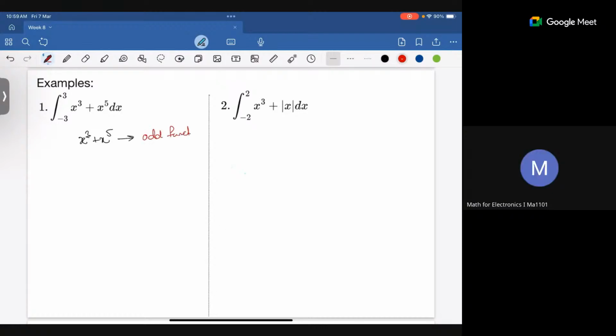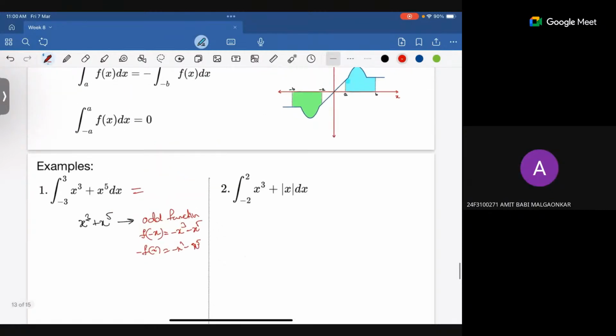Very good. Because it satisfies this: f of minus x gives minus x cube minus x power 5, which is minus f of x. Right. So this is an odd function and we are trying to compute from minus 3 to plus 3. What will be the value? You are integrating from minus a to plus a of f of x dx, where f of x is an odd function. So it is 0. Right away 0.